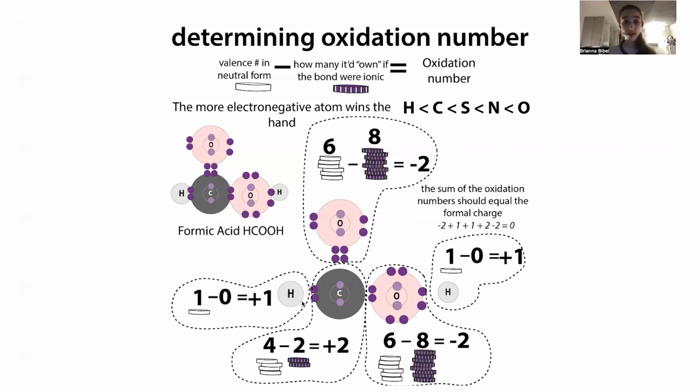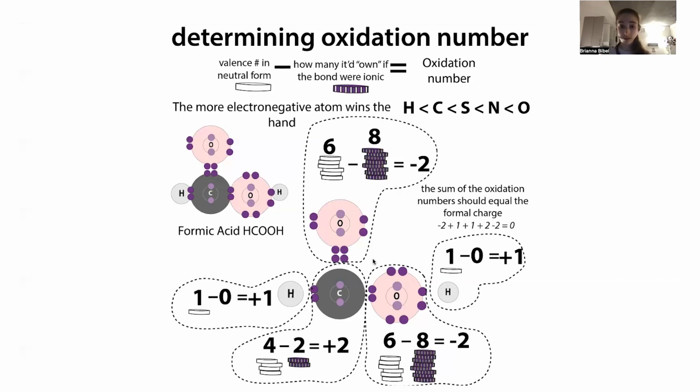We'll get back to this carbon, but let's think about this hydrogen. This hydrogen has 1, and it ends up with 0 because it would have to give it to the carbon. It's a 1 minus 0. You end up with a +1 oxidation number for that hydrogen. Okay, what about this hydrogen? Well, this is the same situation, except here the hydrogen will lose out to the oxygen. And so it would have a 1 minus 0, which is a +1.